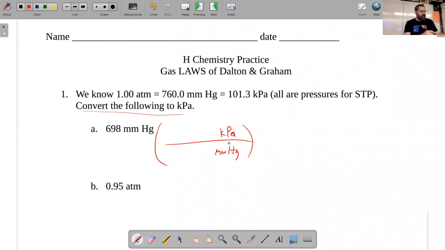So I'm looking for values that I can put in the numerator and denominator so that they are equal to each other. And up here, 760 millimeters of mercury is the same as 101.3 kilopascal. So on your calculator, you go 698 times 101.3 divided by 760. We have three significant figures, so 93.0 kilopascal. You can do 1B, changing that pressure in atmospheres into kilopascal.